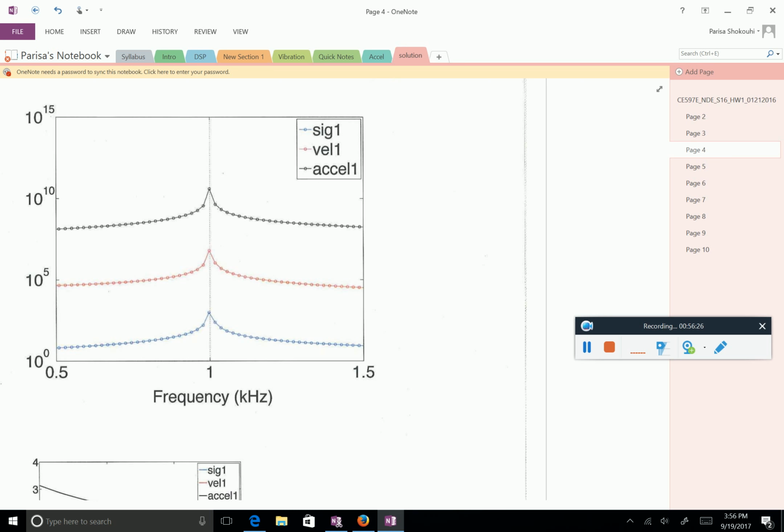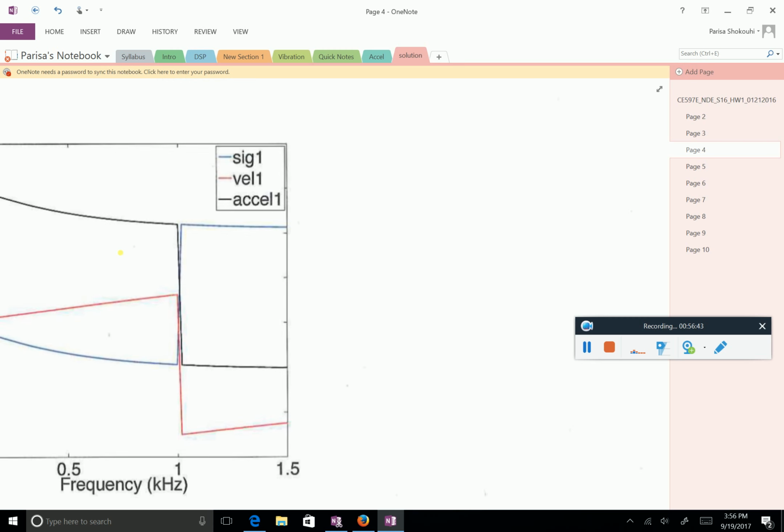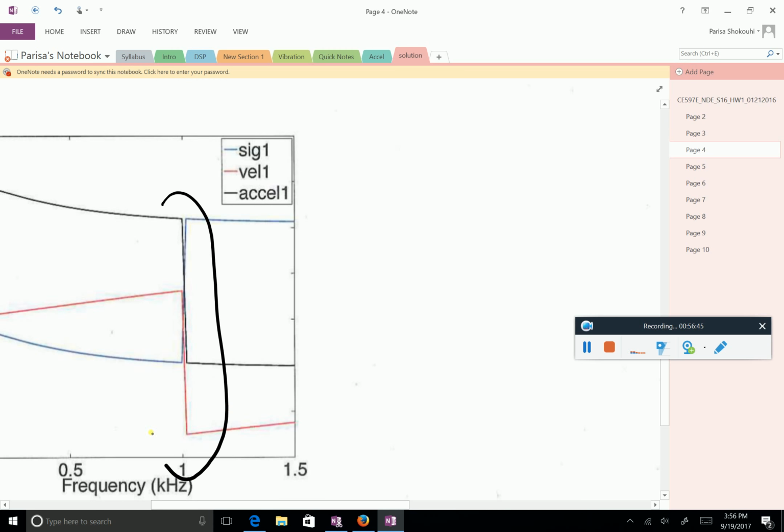But the amplitudes change because velocity is omega times the displacement amplitude, and acceleration is omega squared. That's why it becomes larger. And if you had plotted the phase, you would see very nicely what happens around this frequency. The phase of the signal and acceleration are 180 degrees apart and velocity is 90 degrees.